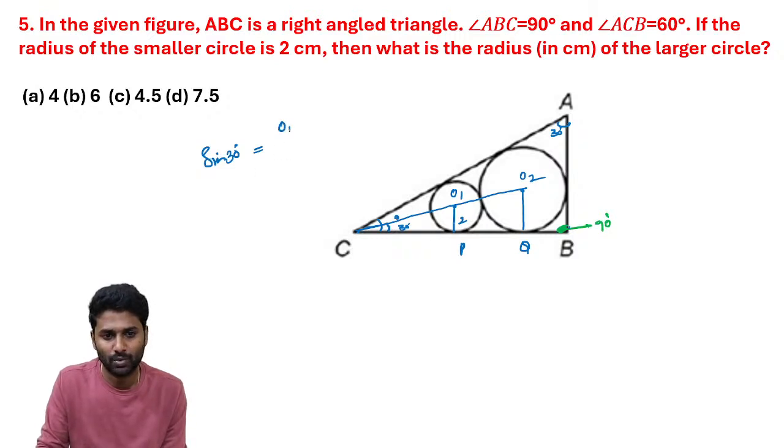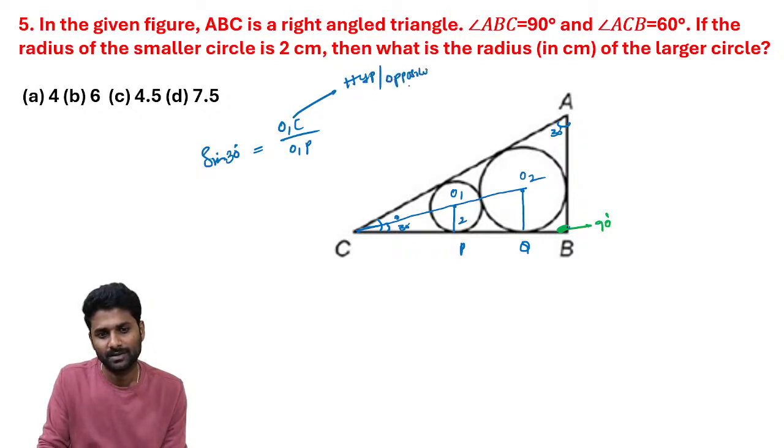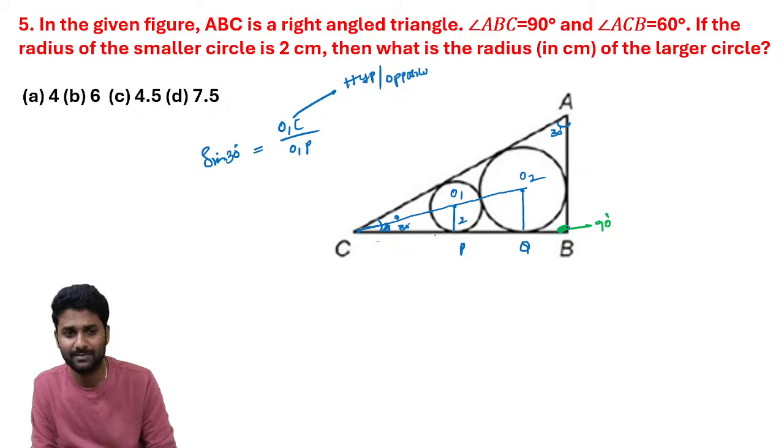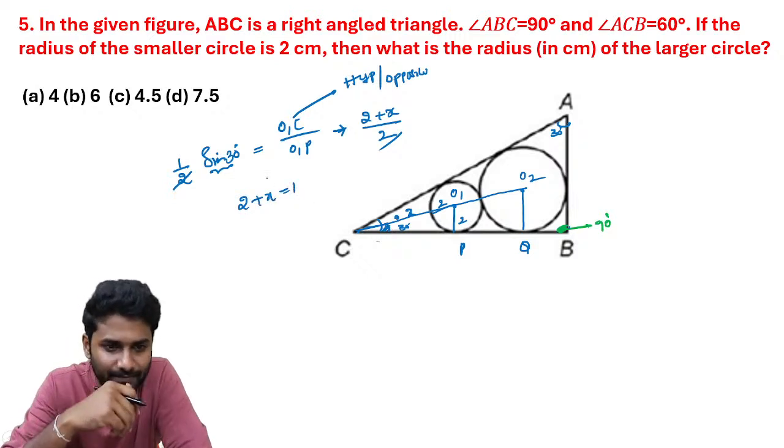Sin 30 is exactly equal to O1C divided by O1P. Sin is all about opposite by hypotenuse. This is the angle opposite, this is the hypotenuse, and the bottom one is the base. If we go through the further calculation, we are going to identify the value of x. Let's take that this is the value of x, and you're already aware that this is 2, right? So this is 2 plus x divided by 2. What about sin 30? Sin 30 is equal to 1 by 2. 2 cancel. Then 2 plus x is equal to 1. Let me check here.